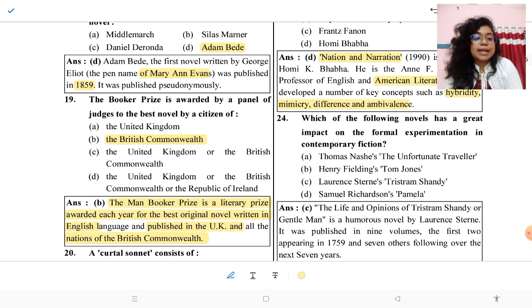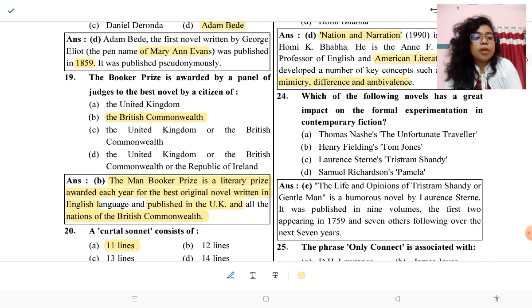Then our second last question for today. Which of the following novels has a great impact on the formal experimentation in contemporary fiction? The answer will be Laurence Sterne's Sandy, because it is also included as an example of a modernist text.